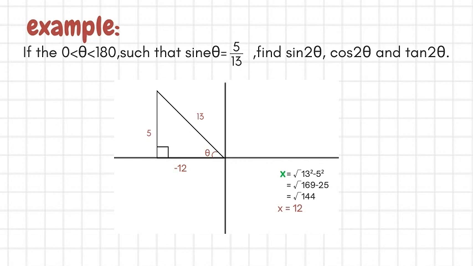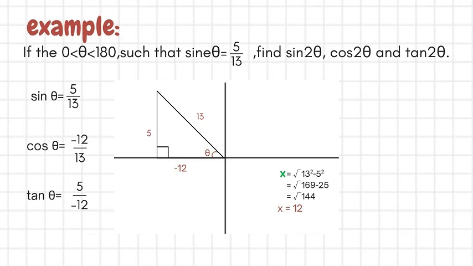Now, we can find cosine. Cosine theta, according to SOHCAHTOA, is equal to the adjacent side divided by the hypotenuse. So, that's negative 12 over 13. Now we need to find the tangent theta. Tangent is equal to opposite over adjacent. So in this case, it's negative 5 over 12. Since we have sine, cosine, and tangent, we can now solve everything.